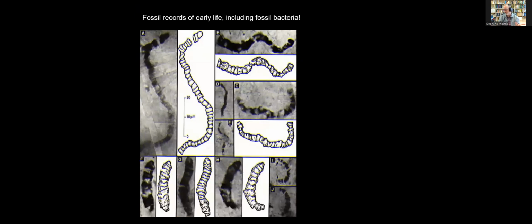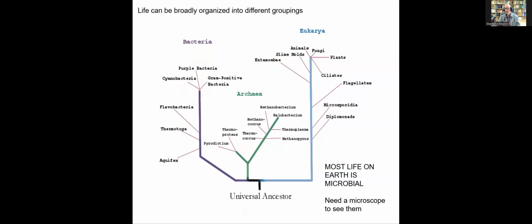Fossil records of life go very far back to even within the first 500 million or 1 billion years of Earth history, showing that life appeared very quickly on the surface of our planet. We also know that most life on Earth is microbial. You can't see it with your naked eye.